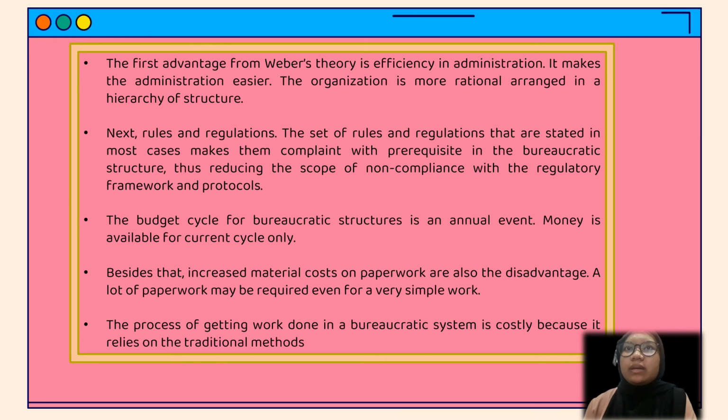The budget cycle for a bureaucratic structure is an annual event. Money is available for the current cycle only. Besides that, increased material costs on paperwork are also a disadvantage. A lot of paperwork may be required even for very simple work. The process of getting work done in a bureaucratic system is costly because it relies on traditional methods.